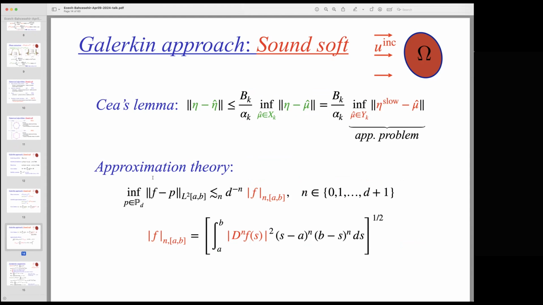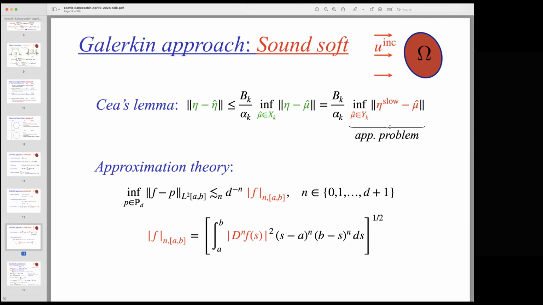And from classical approximation theory, if you are using approximations on polynomial spaces of degree d, then this approximation is bounded by d to the power minus n times this semi-norm of f. And this semi-norm involves the derivatives of your function f. You are trying to approximate f by polynomials.